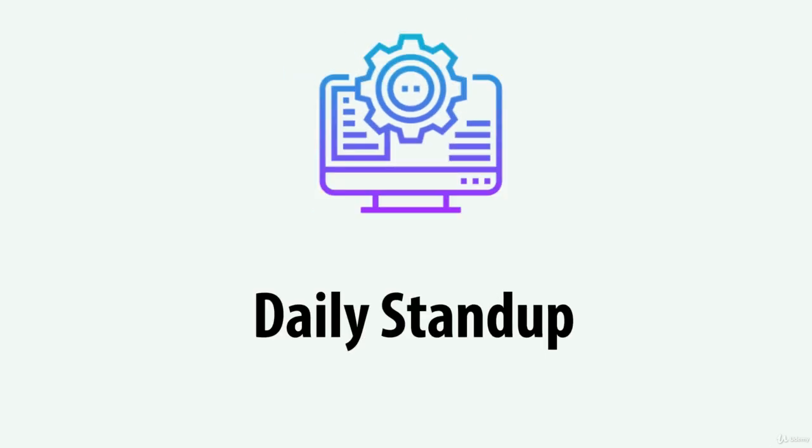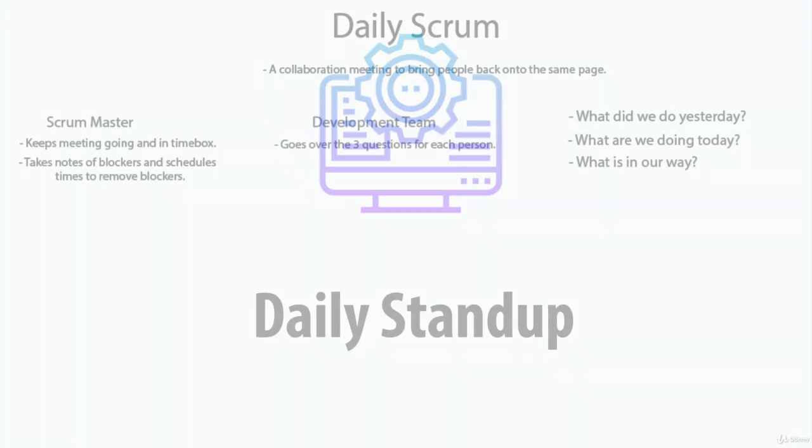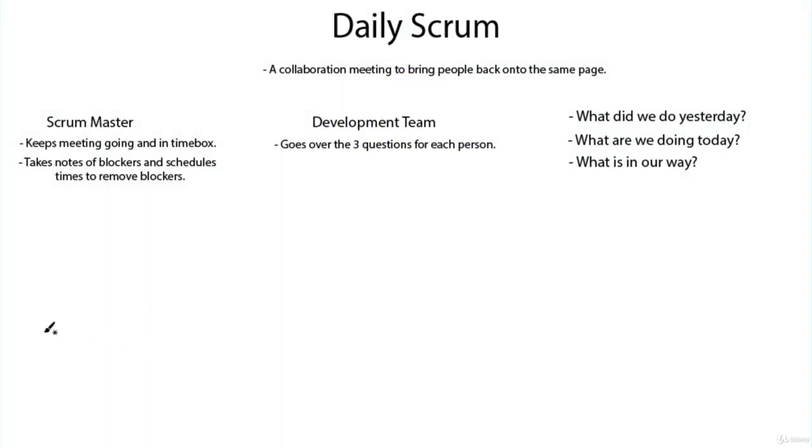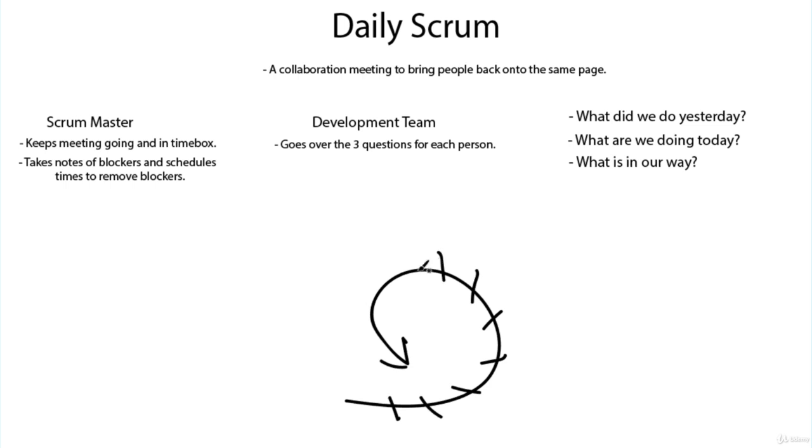Let's talk about the daily scrum. So the daily scrum is going to be the meeting that you do the most. And that's because it's going to be the meeting inside of that scrum loop. So every single iteration, let's say your scrum is 14 days, that means there are going to be 14 ticks here. Every single day, you're going to have one of these meetings.